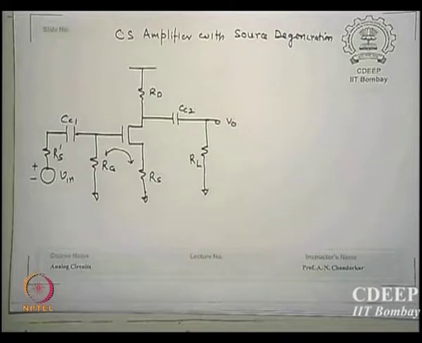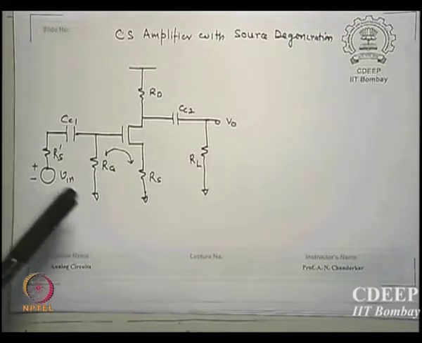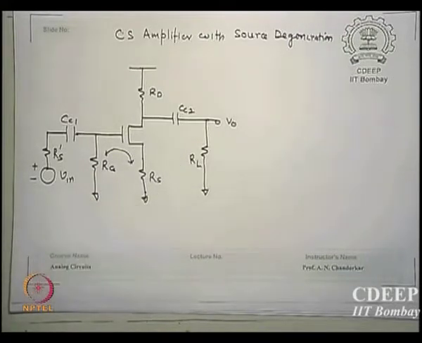Now, what is the difference between the last circuit and this circuit? Everything else is the same, except the source resistance is not bypassed by CS. Is that clear? Source resistance is now available to you both in DC as well as in AC. Is it okay? Source resistance is not bypassed by any capacitance. So this is called a source amplifier with source degeneration.